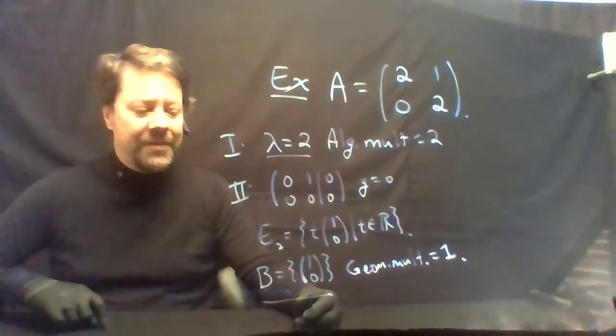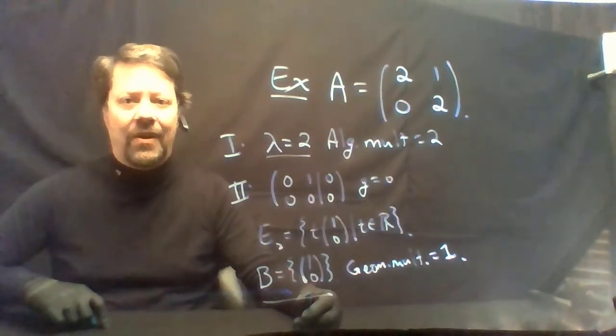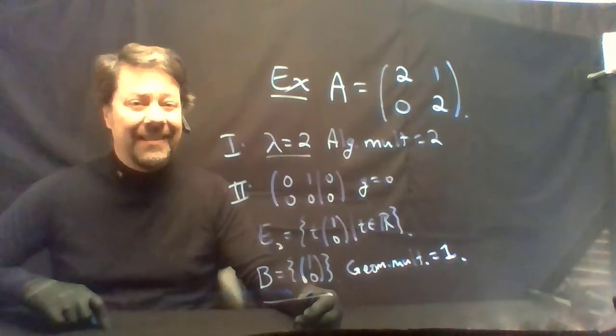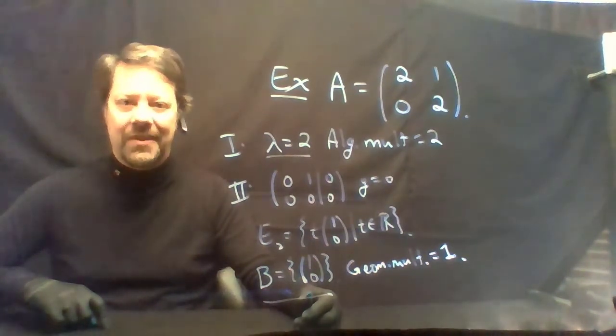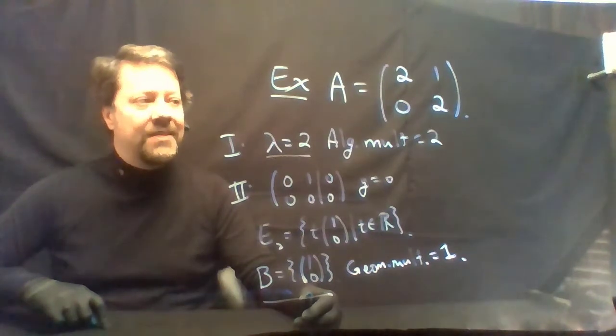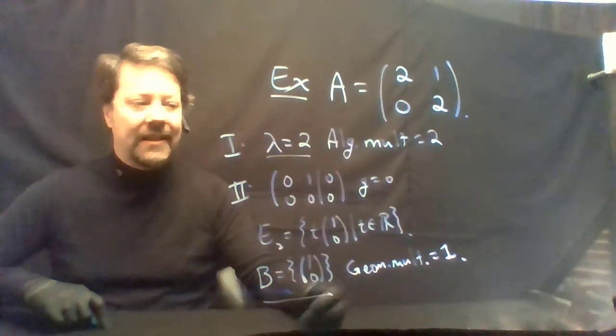Notice that there's only one eigenvalue, but the eigenspace is one-dimensional. You can't generate then a basis for R2 of eigenvectors. The eigenvectors lie in a one-dimensional subspace of R2. That means this matrix is not diagonalizable.